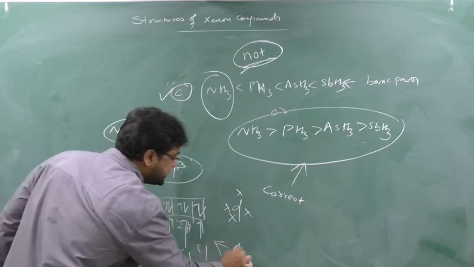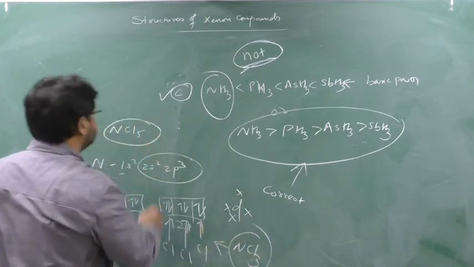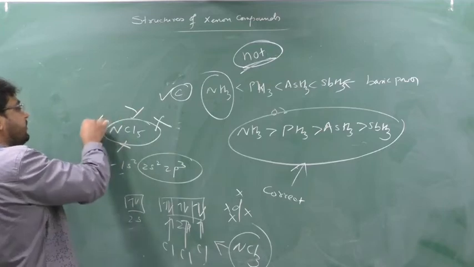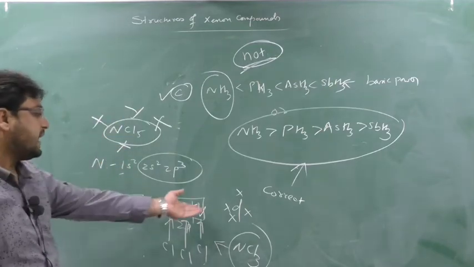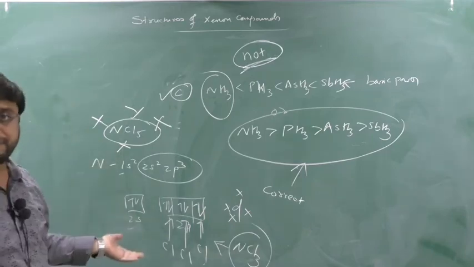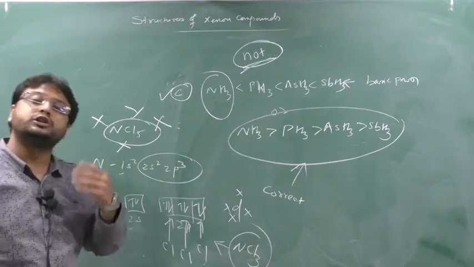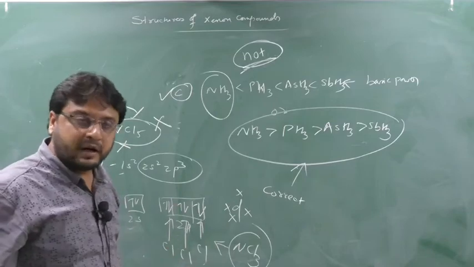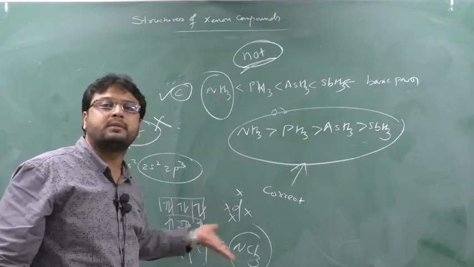So maximum NCl3 is only possible, whereas NCl5 is not possible because nitrogen does not have any kind of d orbital, hence it cannot expand. Whereas PCl5 is possible because after nitrogen, all the elements have empty d orbitals, so they can expand. When they can expand, more chlorine atoms can come.